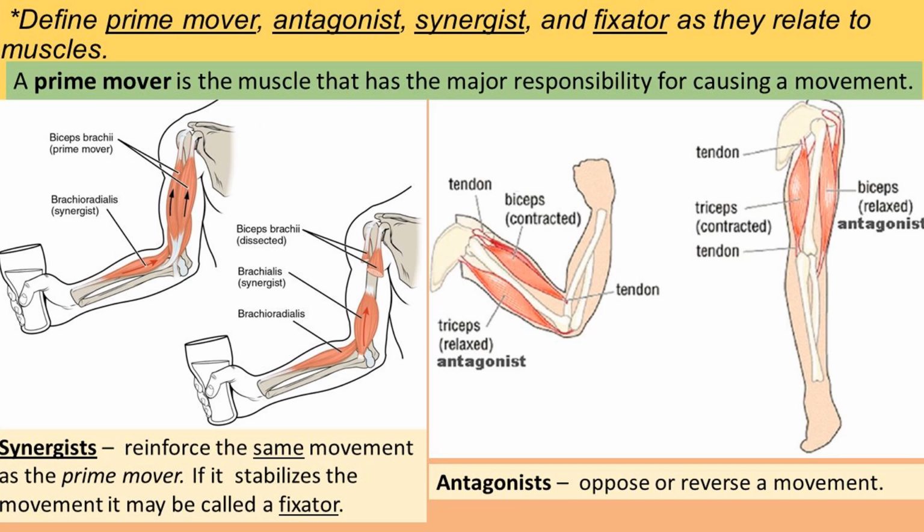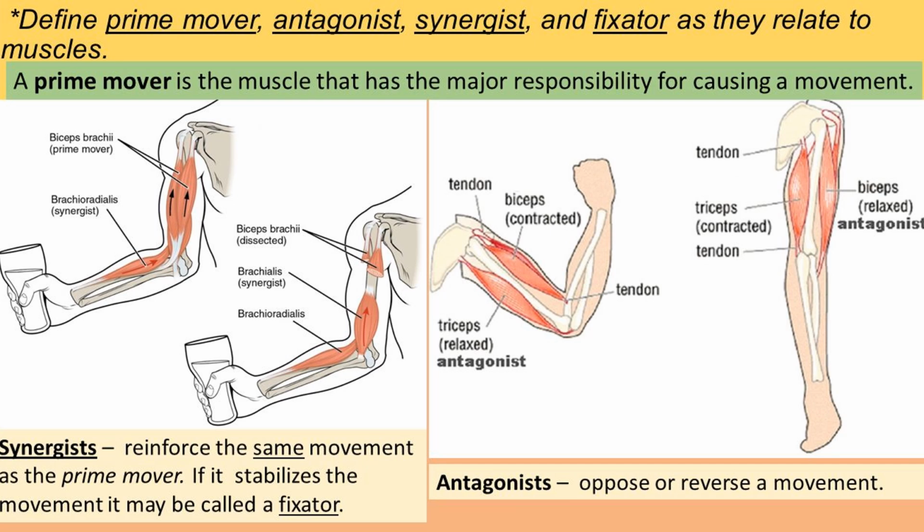Now, a fixator is a muscle that is assisting in the movement by supporting the origin of the muscle. So when the biceps is moving and flexing the elbow, the rotator cuff muscles are assisting by being a fixator to help the origin of that movement. And the synergists are other muscles involved in that movement who are assisting the main movement.